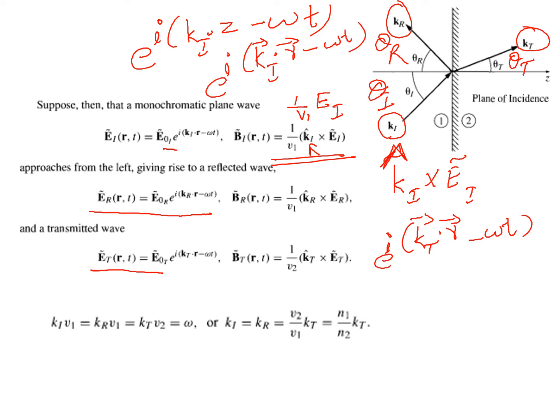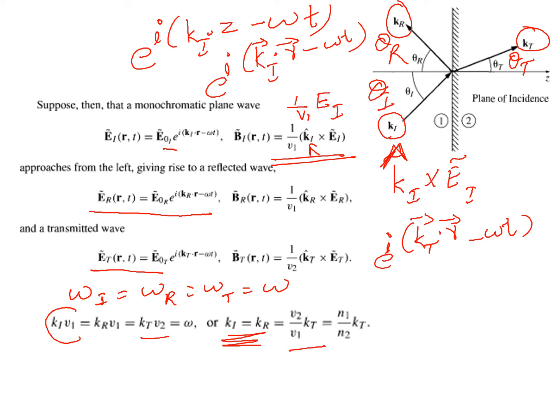Now we know that when the electromagnetic wave propagates from one medium to another, its frequency remains constant. So omega I and omega R are equal to omega T, equal to omega. So we can write omega is K times V. So Ki V1, Kr V1, because the velocity of the incident and reflected waves is the same in the same medium, equals Kt times V2. But Ki and Kr are the same. So we are taking V1 from there. So Ki equal to Kr equal to V2 divided by V1 times Kt.